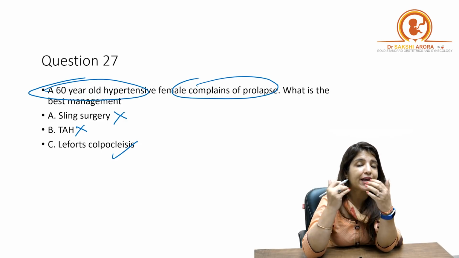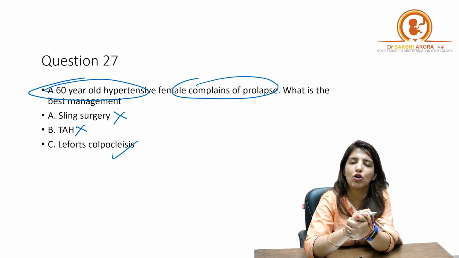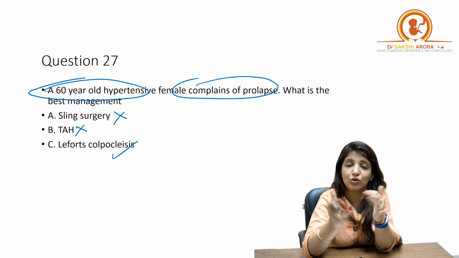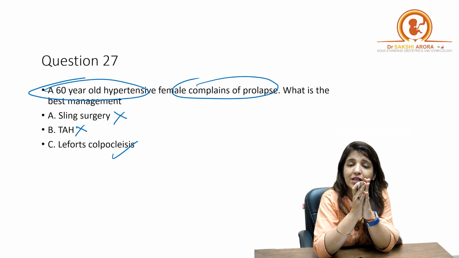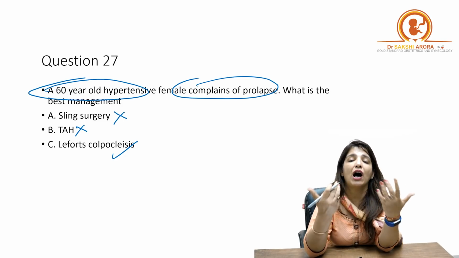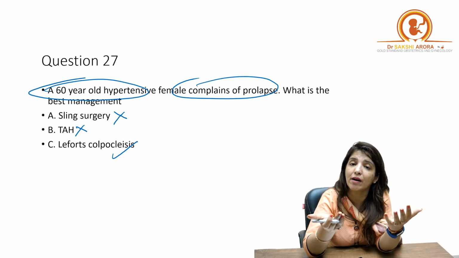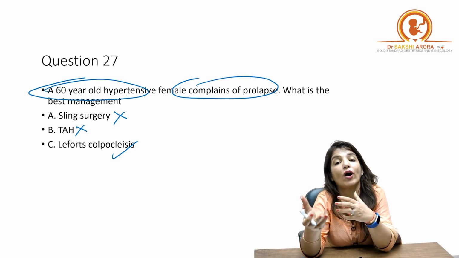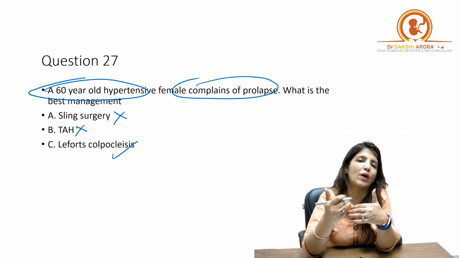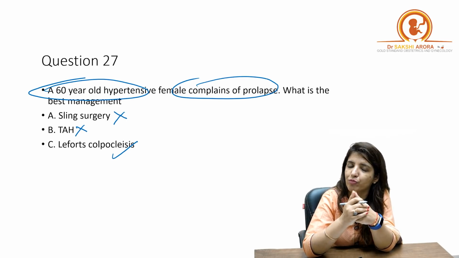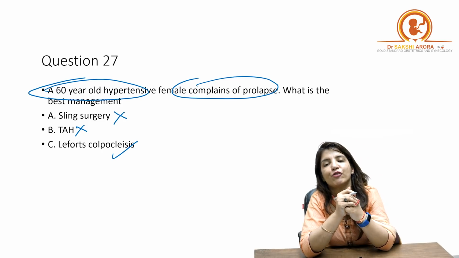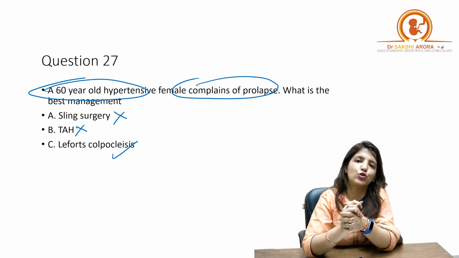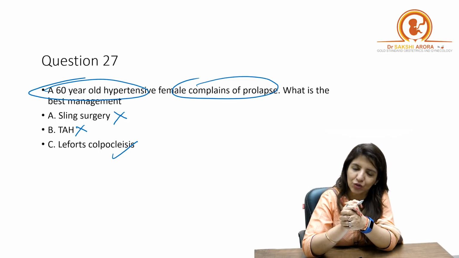Lefort's colpocleisis cannot be done in young females because number one, every month, where will the menstrual blood go then? If you are closing both the anterior and the posterior vaginal walls, how is the menstrual blood going to come out? And number two, how are they going to perform their coital function, right? That is why in young females, we do not have the option for Lefort's colpocleisis, but in a female of 60 years who's hypertensive, we have the option of doing Lefort's colpocleisis, right?